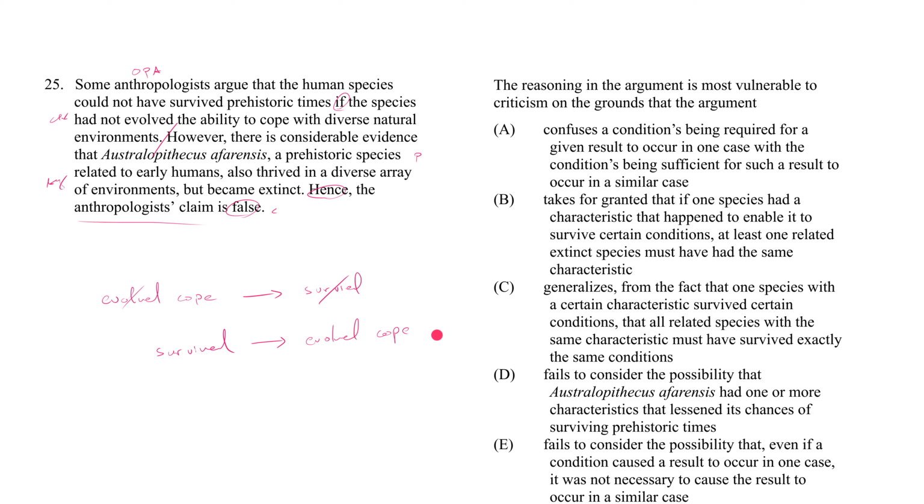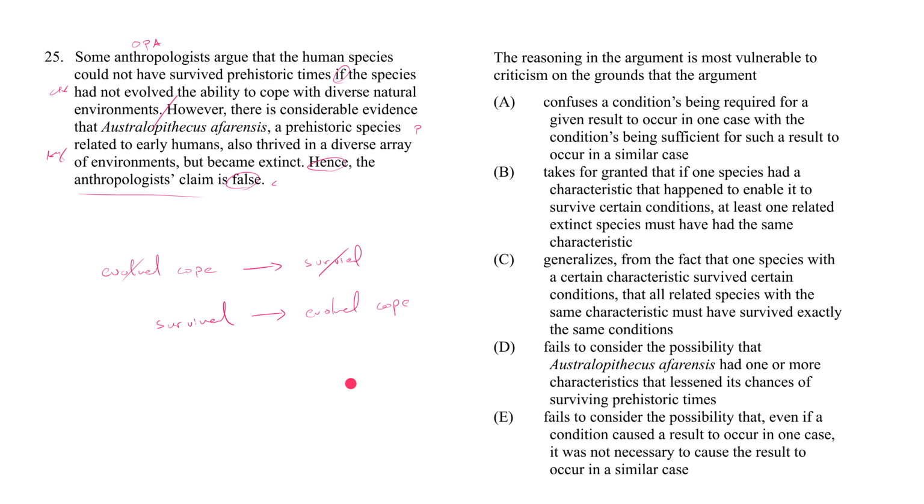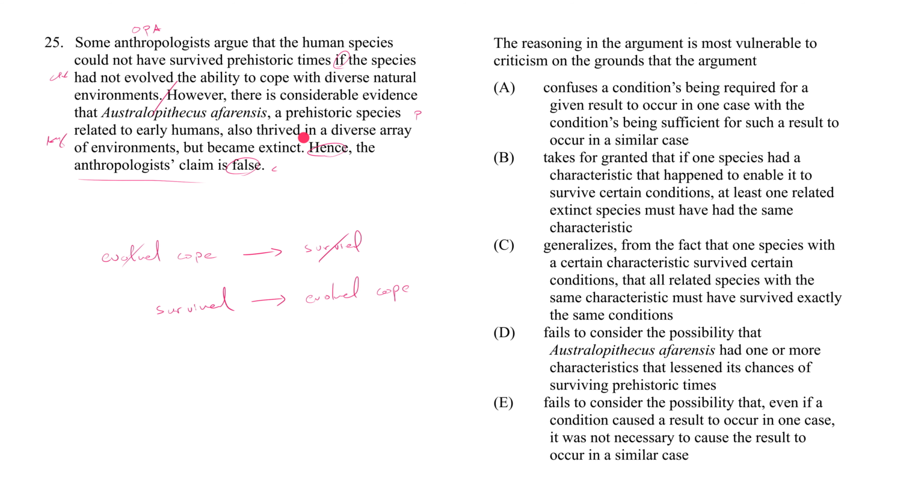Now let's consider the author's argument. The author says there's considerable evidence that Australopithecus afarensis, a prehistoric species related to early humans. So not exactly our ancestors, but like a cousin of our ancestors, right? So some early human cousin species thrived in a diverse array of environments. Okay, so they did evolve the ability to cope with a diverse array of environments. That's what you're saying, right? Like they thrived. Not only did they cope, they thrived, right?